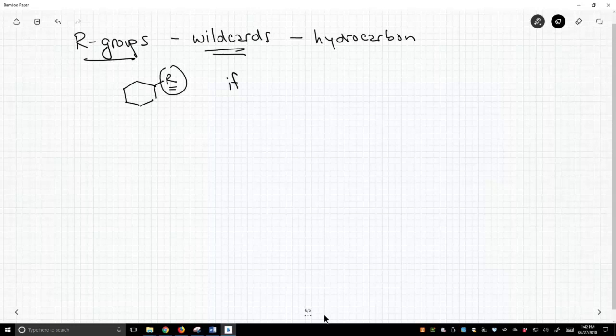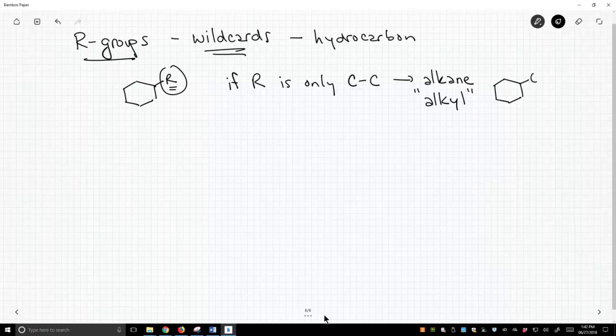And if the R group is only carbon-carbon single bonds, then it's like an alkane. And we don't call the R group an alkane group, we call it an alkyl group. So we take the word alkane and we convert it into an adjective form. So this R group might be an alkyl group. An example of that would be something small. So here's a small group that's a carbon group. It only consists of single bonds, and so this R group is an alkyl group.